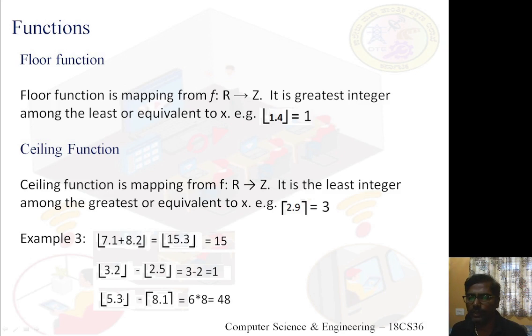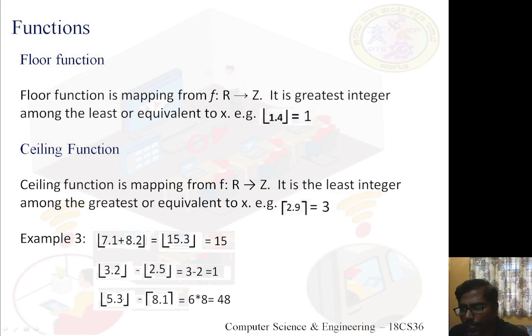So now let me look at some examples which use a combination of the floor function and the ceiling function. In the first example, that is the floor function of 7.1 plus 8.2. 7.1 plus 8.2 is nothing but 15.3. It's a floor function, right?